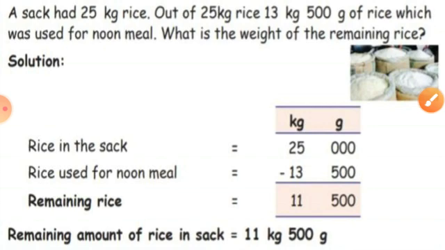Let's see another application sum. A sack had 25 kilogram rice. Out of 25 kilogram rice, 13 kilogram 500 gram of rice was used for noon meal. What is the weight of the remaining rice? So they are asking about remaining. Remaining means it is what? Subtraction. So you have to do subtraction here.